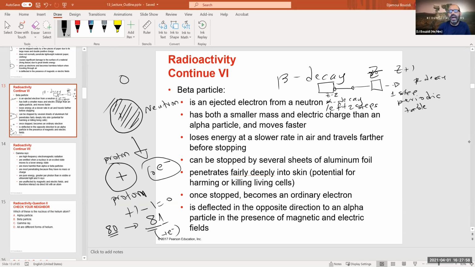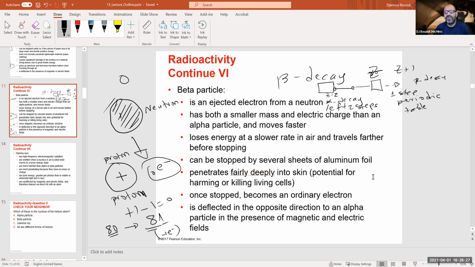Okay. Obviously, it has a smaller mass. The beta particle has smaller mass because it's an electron, actually. Loses energy at slower rate because it has a lot less mass in this case. Can be stopped by several sheets of aluminum foil. So you cannot really do it with one, so you have to have a long number of sheets in there to slow it down. For example, in a nuclear reactor, we sometimes have to deal with this type of particles too. They come out from the nuclear reactions in there.